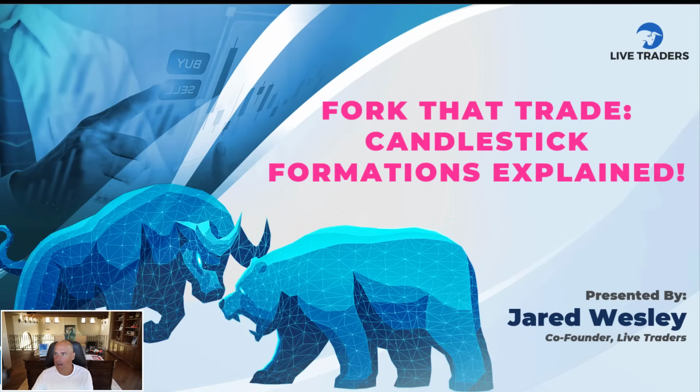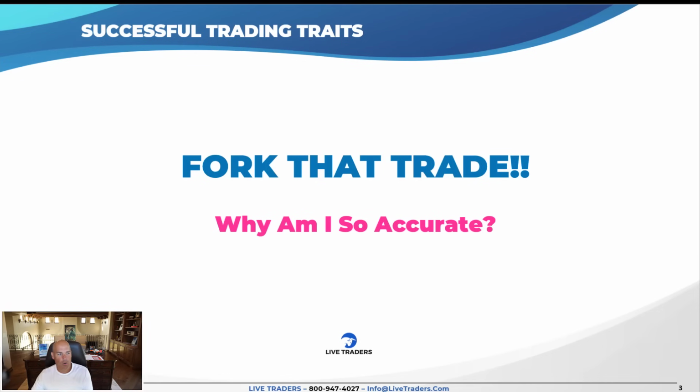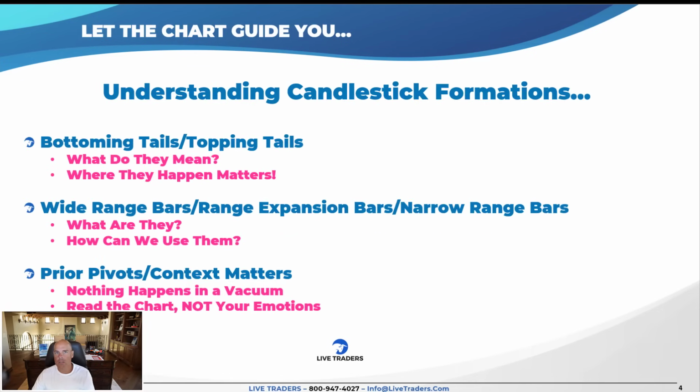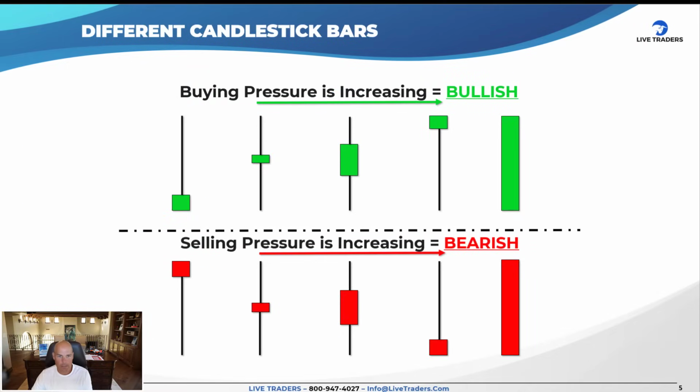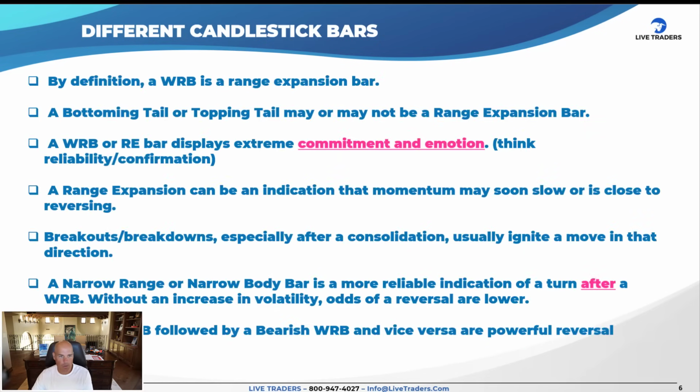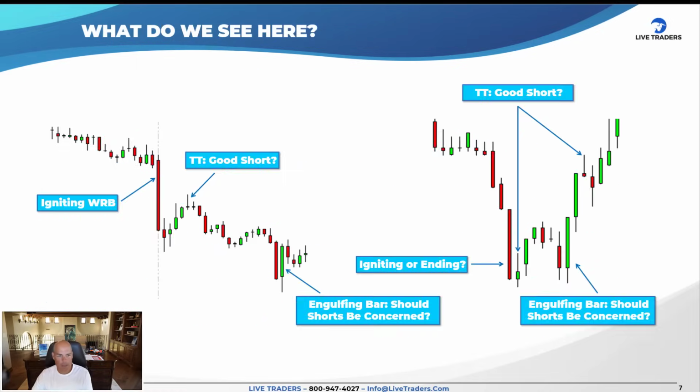So last week, and this is just a very quick recap, we talked a little bit about Fork That Trade, why I am so accurate, and then we went into understanding candlestick formations: bottoming tails, topping tails, wide range bars, prior pivots. We talked about candlesticks in context: topping tails, bottoming tails, where they happen, how they got there, and so forth. I'm going through each slide very quickly so you guys can just see them. Then we talked about different types of pivots and how they form: double bottom retests, topping tails, sell setups, wide range ending bars on volume.